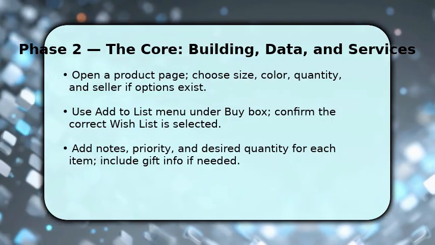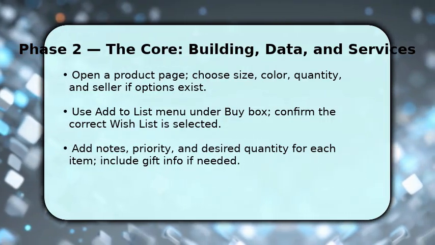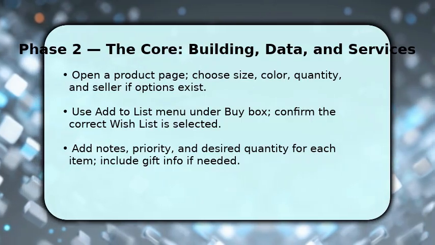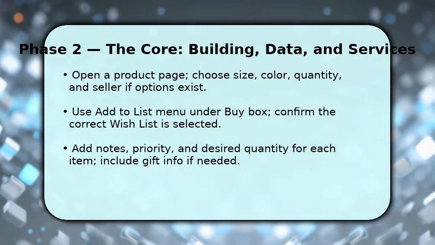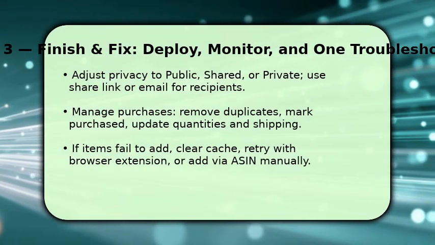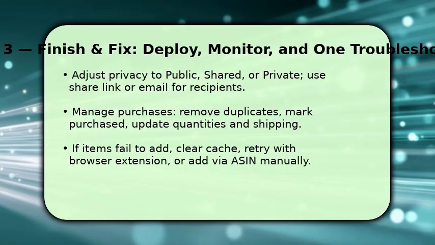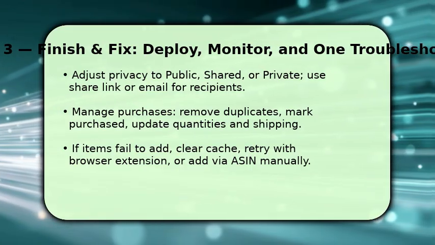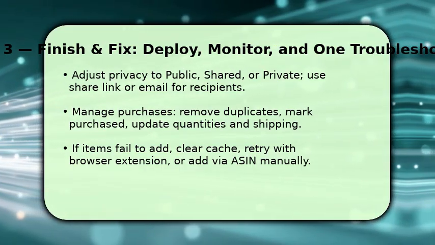Once added, edit the list entry to add notes, set priority, and specify desired quantity or gift preferences so others know exactly what you want and why. To finish, set the list privacy to public, shared, or private depending on who should see it, and then share via the provided link or email so friends can buy from it.